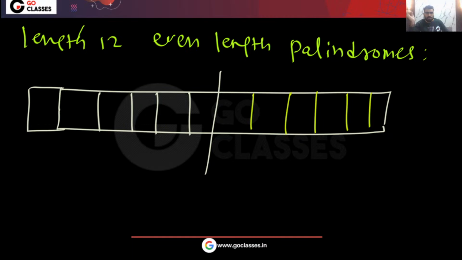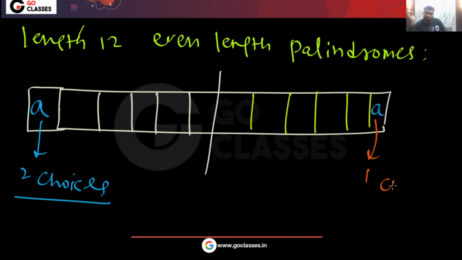Because whatever symbol you put here, if I put A here, then automatically I have to put A here. See, there are 2 choices here. But once I put A here, then there is only 1 choice here, right? Similarly, here also you have 2 choices, you can put A. But now there is only 1 choice. You have to put A.